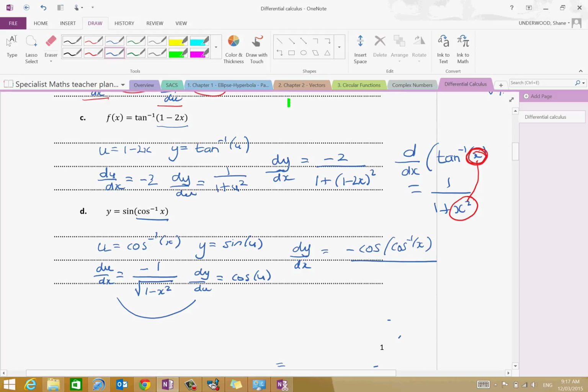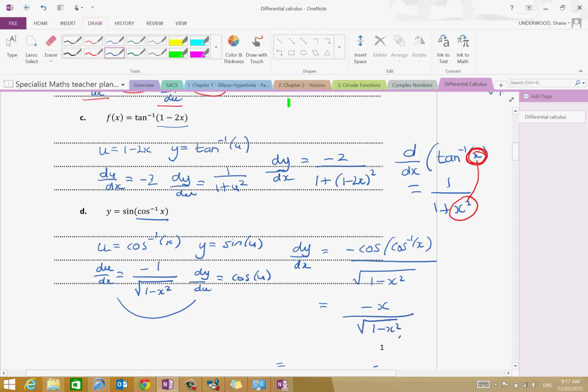Okay, it's getting a little bit tricky now, isn't it? Over what? Square root of 1 minus x squared. Do you think that we'll just leave it like that? No. What does the numerator become? Negative x. Good job. Over the square root of 1 minus x squared.